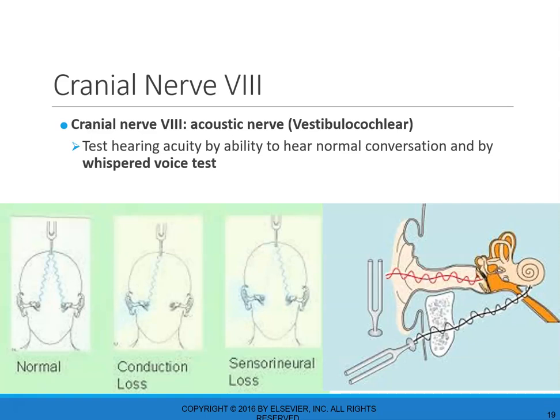The acoustic nerve or vestibulocochlear nerve is cranial nerve 8. You're going to test hearing acuity by the ability to hear normal conversation and by the whispered voice test. The whispered voice test we'll go over in topic 7.